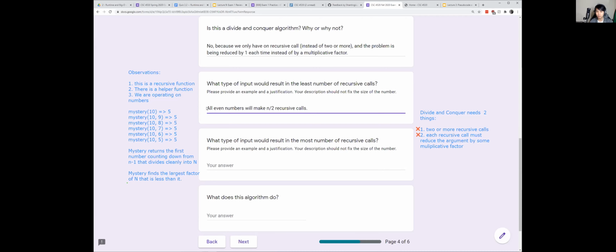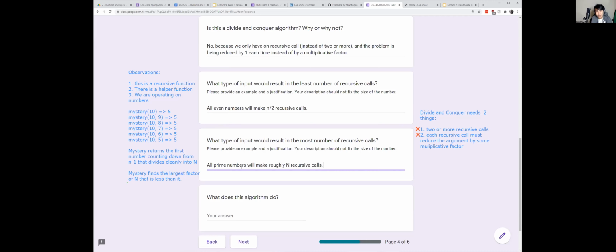In order to fill this out completely, I would have to type in mystery of 10 and how it made 5 recursive calls. Likewise, following the same logic, what sort of input would cause the most number of recursive calls? All prime numbers will make roughly n recursive calls, right? Because if you think about, for example, the number 7, the only thing that divides evenly into the number 7 is 7 itself and 1, which means we'll have to go from 7 all the way down to 1, which is roughly n recursive calls. Prime numbers are the worst.